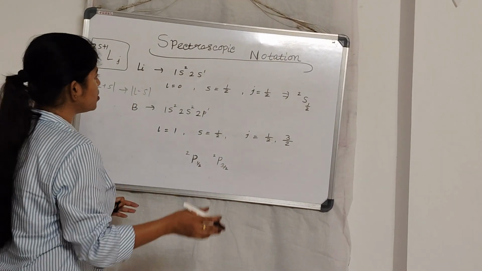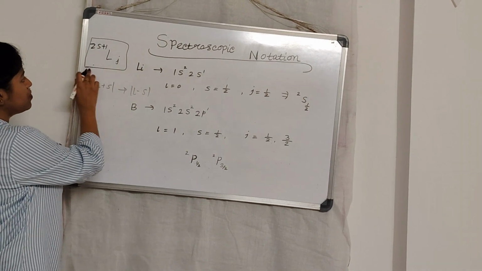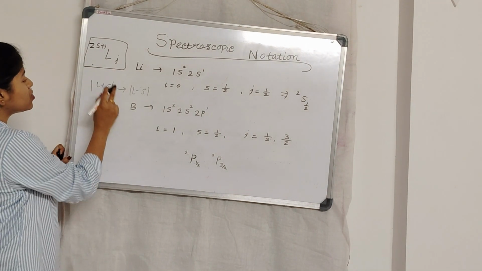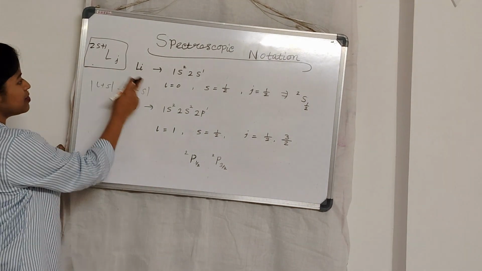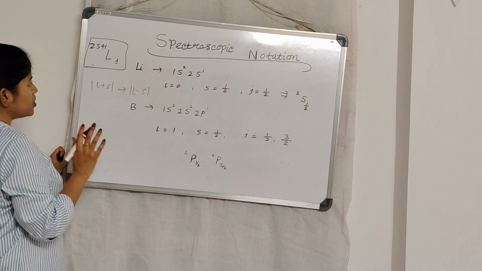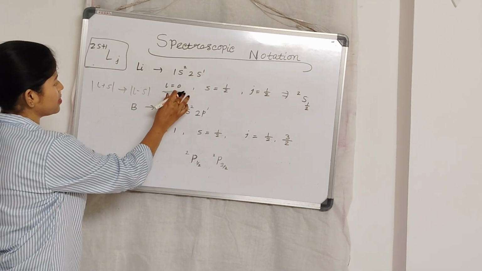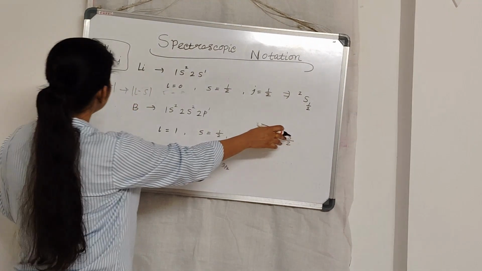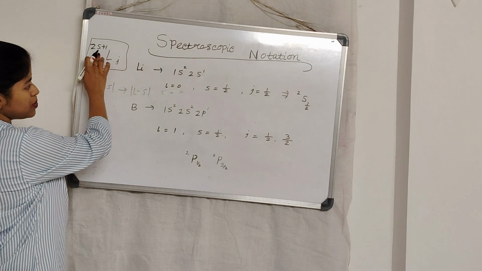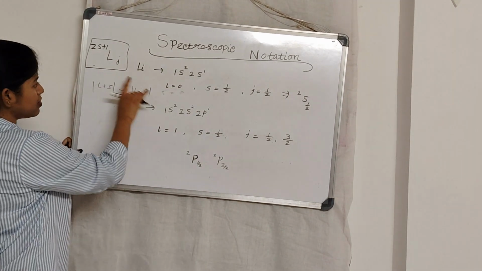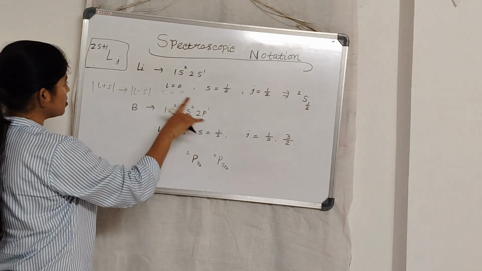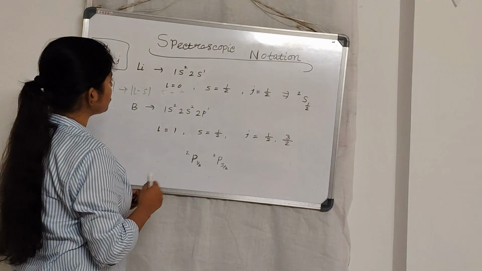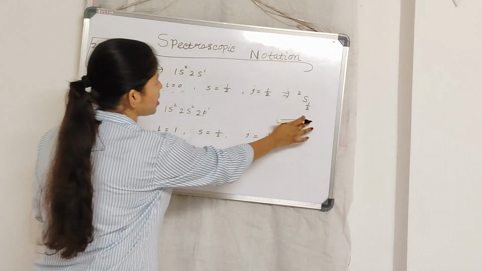Now we need to consider the general expression for spectroscopic notation, which is 2S plus 1, L, J. So we need to put the value of S here and the value of J here, and we need to consider the value of L, which is 0. If you put S equals half, 2S plus 1 is 2, and since L is 0, that means it is S, and J is half. So the spectroscopic notation for lithium will be 2S1/2.